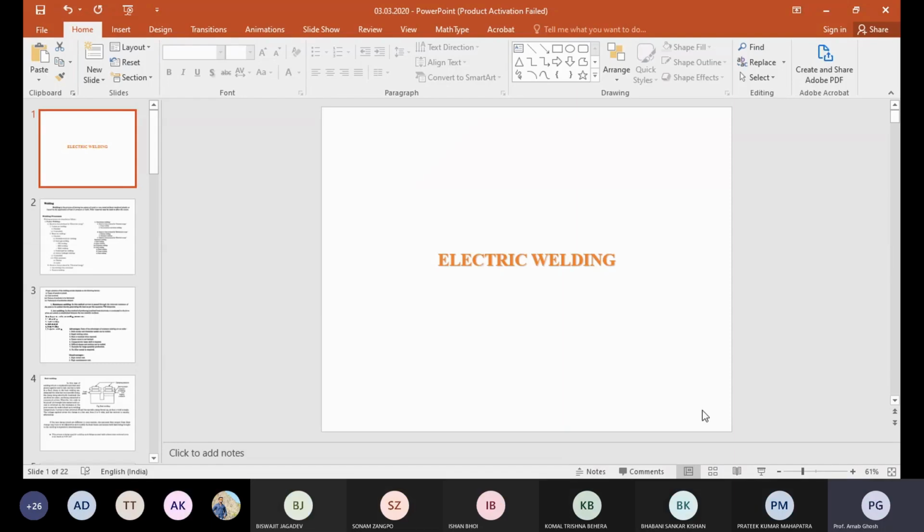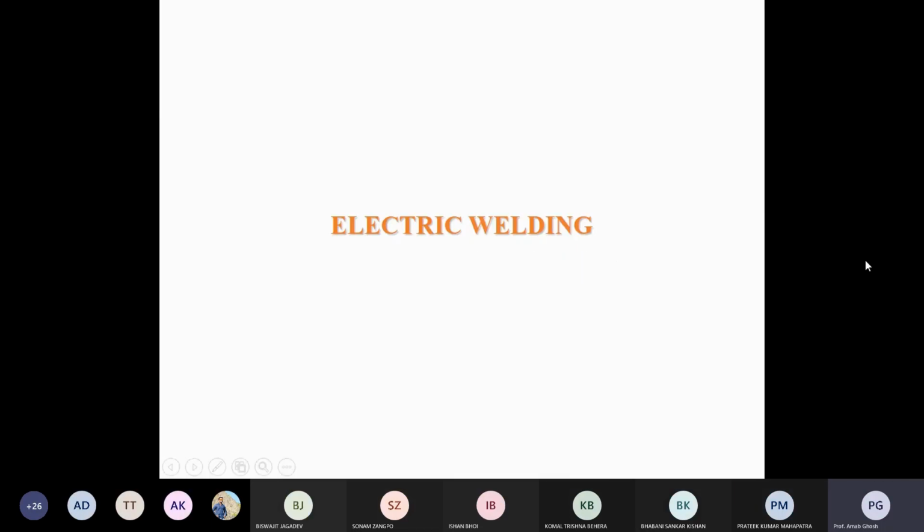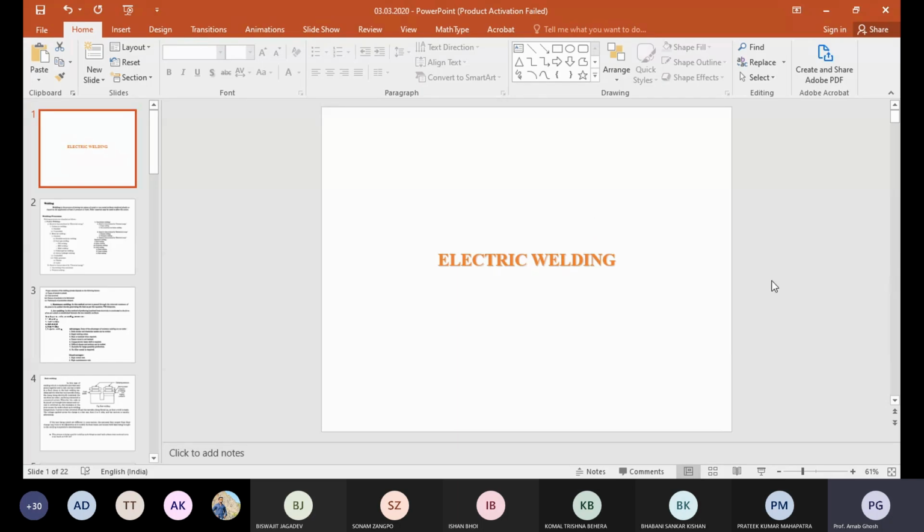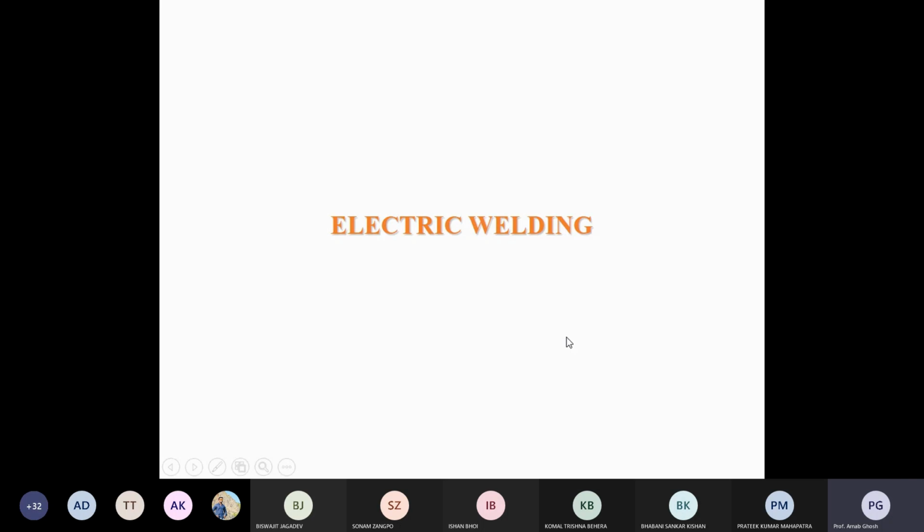So, I have already started the module of electric welding, after completing the other important module of electrical utilization. In this module, we are going to discuss different methodologies of electric welding. Welding is normally based on the idea of electric heating. Electric welding is also associated with electric heating.